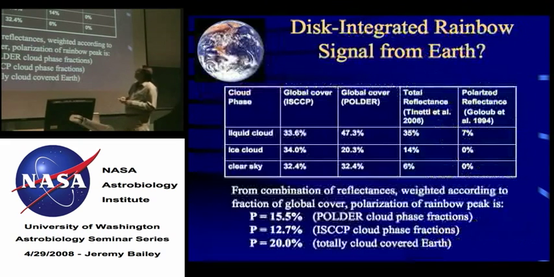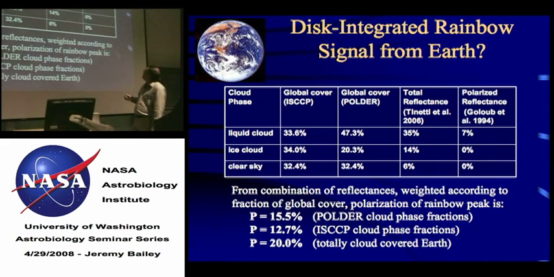Now, I've tried to work out what the total rainbow signal from the Earth should be if we were looking at the integrated light of the Earth. And I'm basically modeling it as combined from three components: clear sky regions where we won't see any rainbow signal, liquid cloud regions that will show a rainbow signal, and ice cloud which won't show a rainbow signal. And I'm using a couple of different models of what the typical global cover of these three components is.